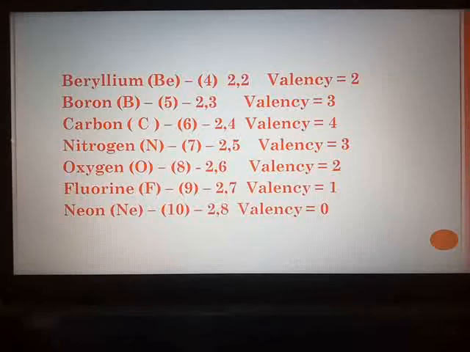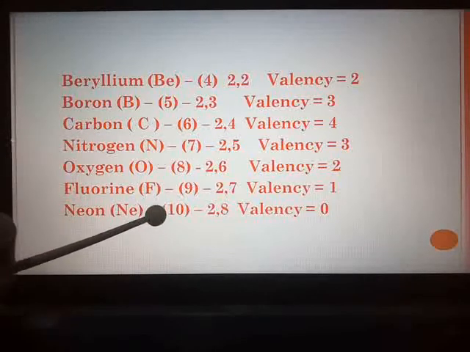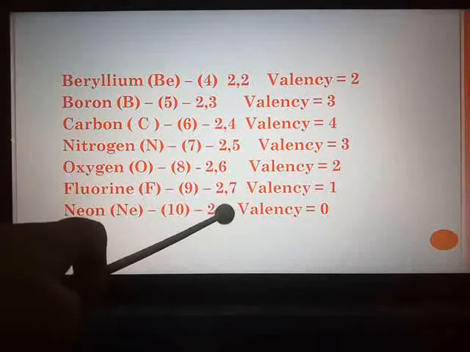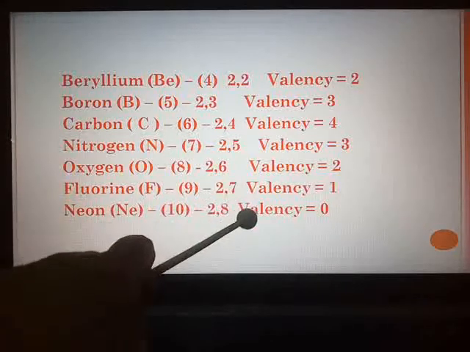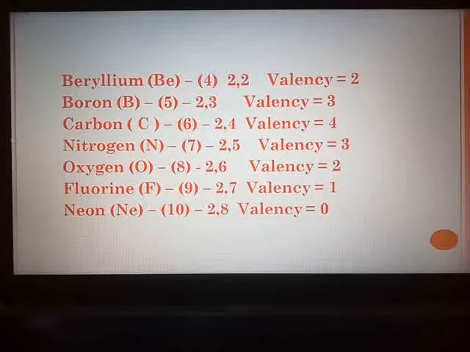And neon is having atomic number 10. So 2, 8. You can see neon is already stable. First shell 2 electrons, second shell 8 electrons. So what will neon do? Neon is stable, so it will not accept, neither will it donate any electrons, and hence valency is 0.